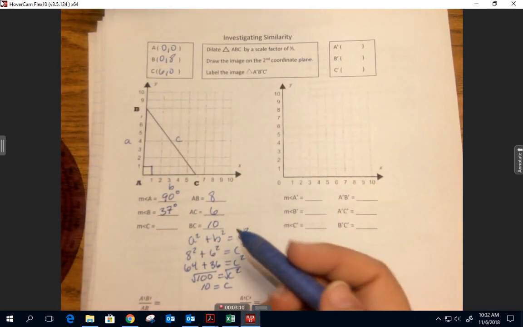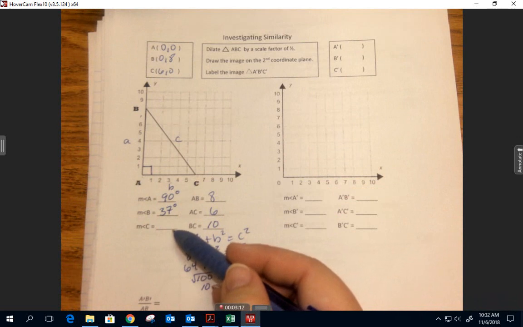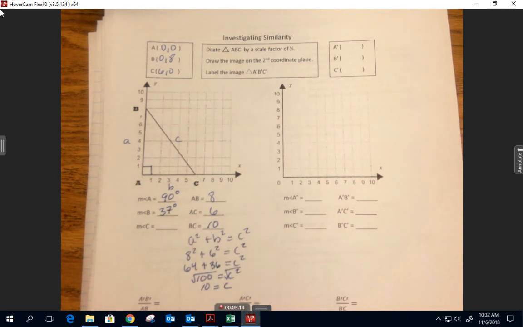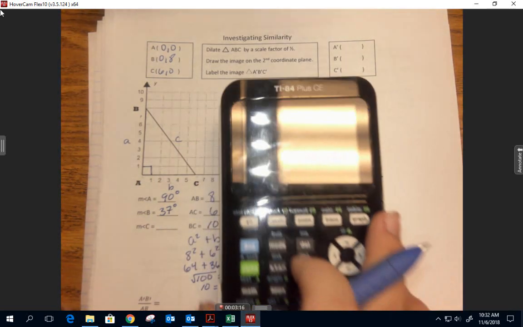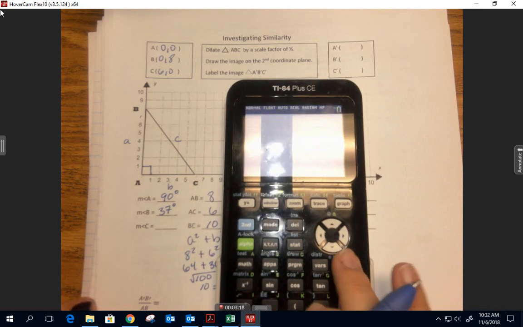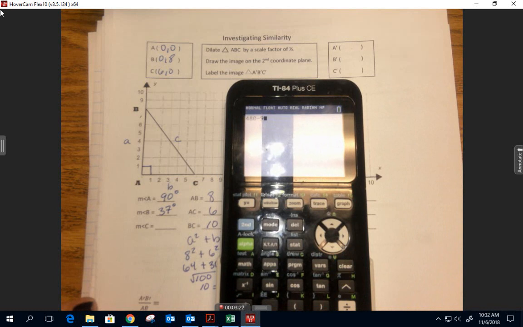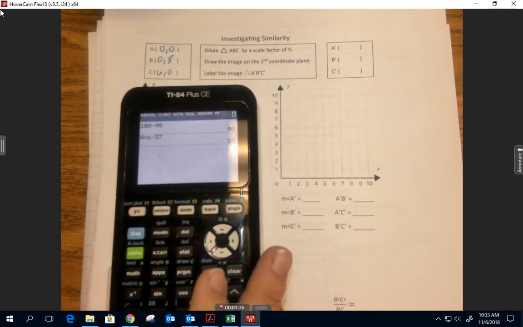Now, once we have one angle, we should be able to get the other by subtracting, because all three angles of a triangle equals 180. So 180 minus 90, whoops, that's 480. 180 minus 90 equals, and then minus 37. So my third angle should be 53 degrees.